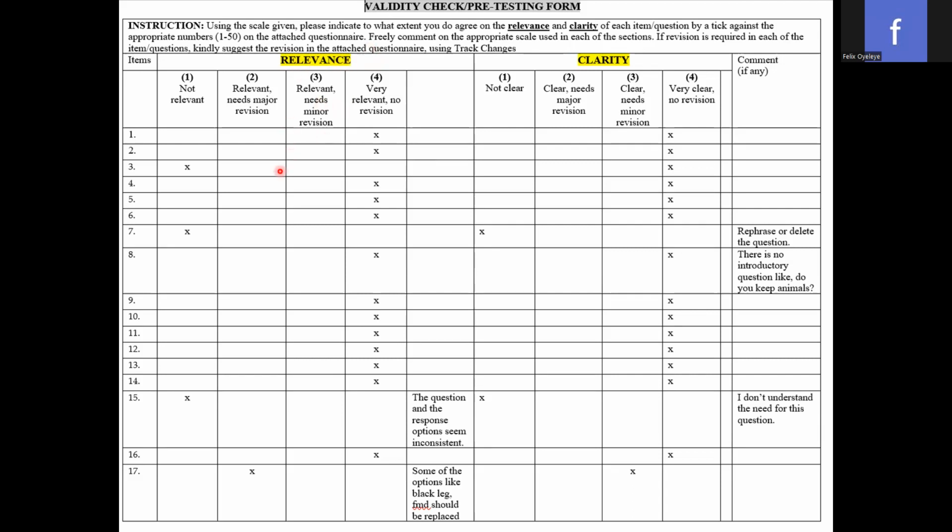So the panelists will use this form to judge each item in your questionnaire, either relevant or not, clear or not. So the panelists are supposed to score you based on this particular criteria. We have not relevant, relevant need major revision, relevant need minor revision, very relevant no revision. So the panelists will mark you accordingly here. We'll mark you under relevance, we'll also mark you.